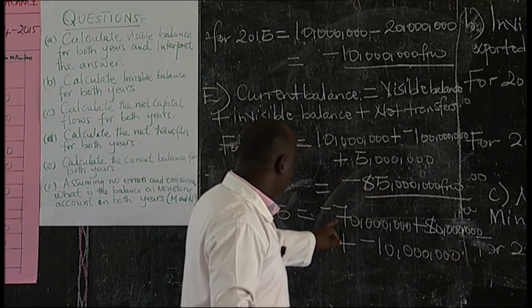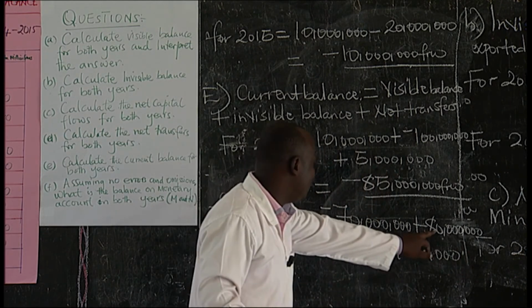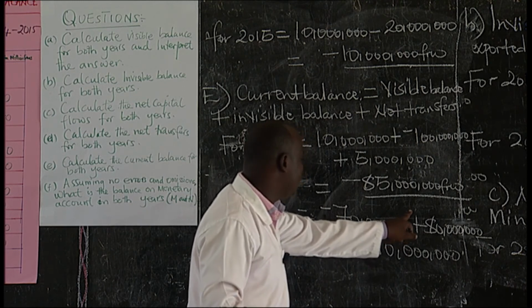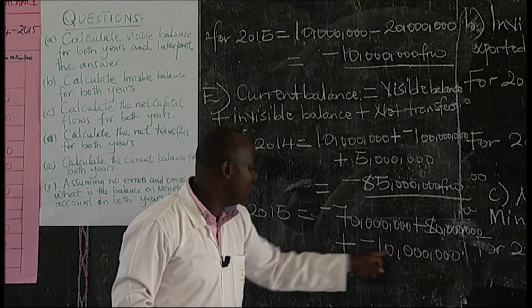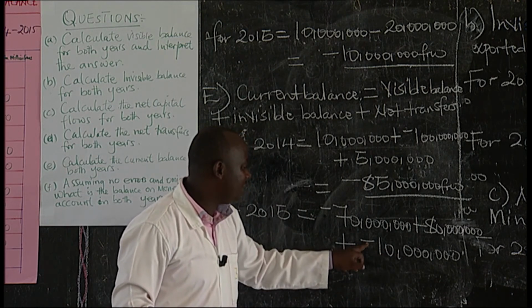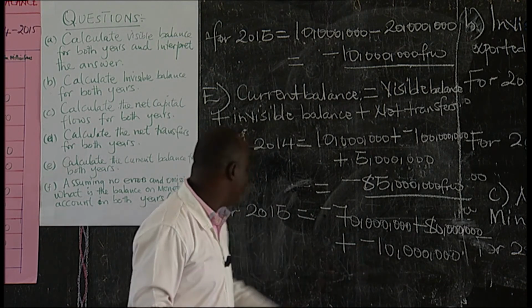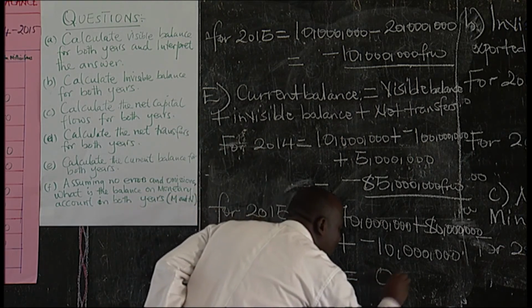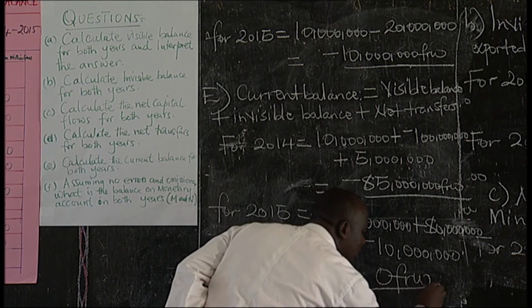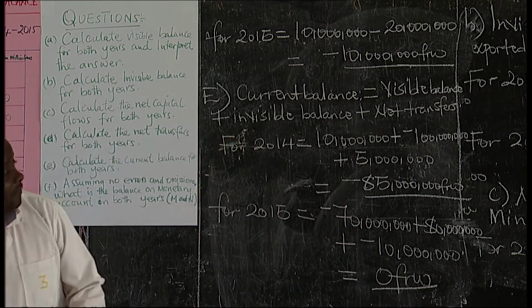Now, when you get negative 70 million plus 80 million, this will give you a positive 10 million. Minus the 10, because this is a negative, we shall get a minus. This will be 0. Now, our current balance for 2015 will be 0 francs.